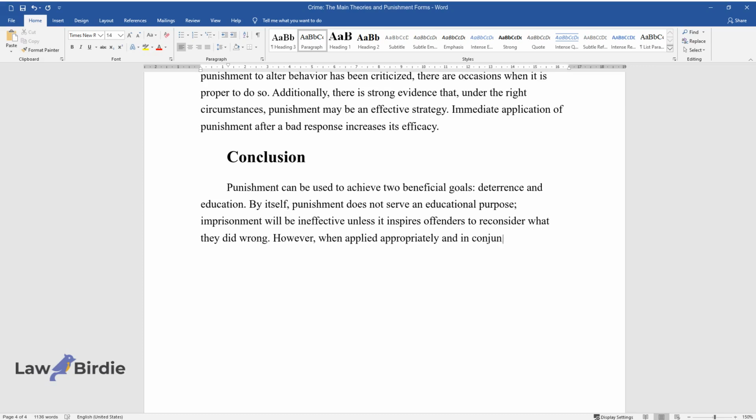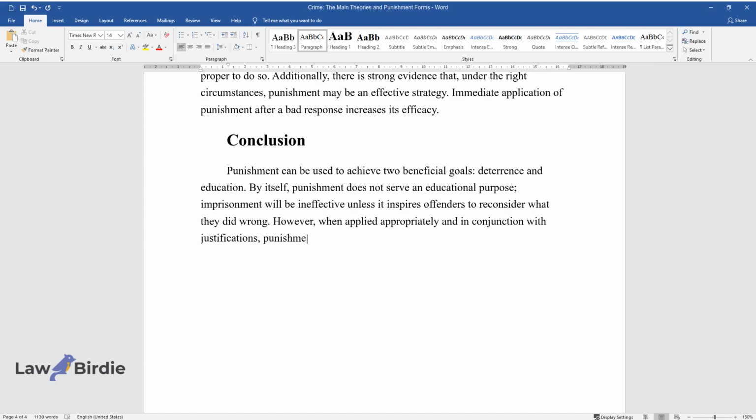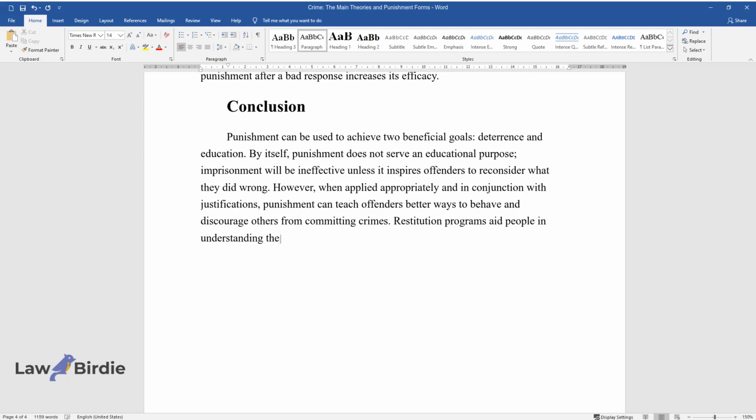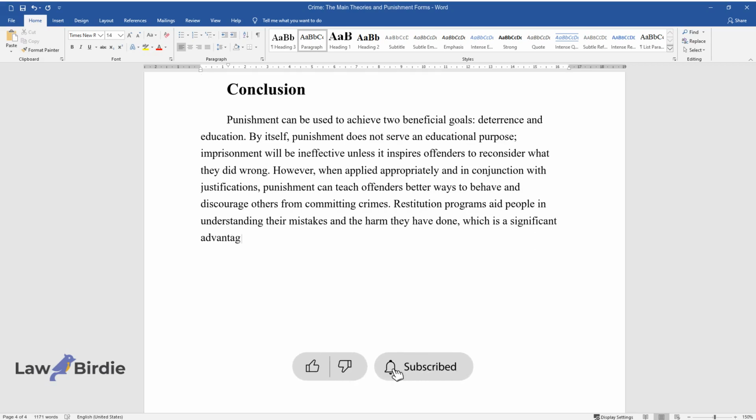However, when applied appropriately and in conjunction with justifications, punishment can teach offenders better ways to behave and discourage others from committing crimes. Restitution programs aid people in understanding their mistakes and the harm they have done, which is a significant advantage. Restitution schemes have led to significant and fast drops in misbehavior.